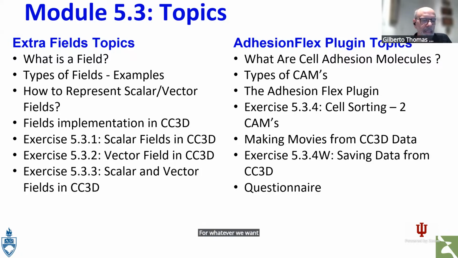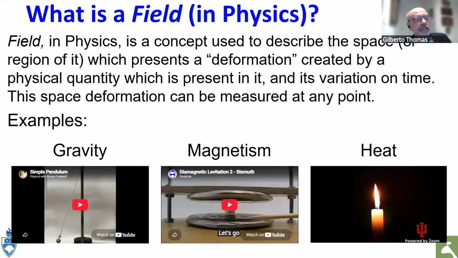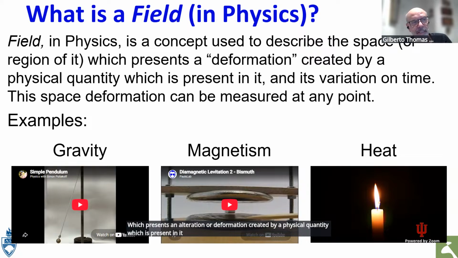Okay, let's go. For example, field. What's a field in physics? As usual, a field is a concept to describe the space or a region of the space which presents an alteration or a deformation created by a physical quantity which is present in it, and its variation in time. Here are a few examples.